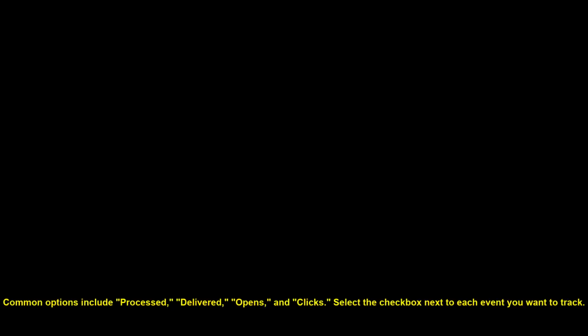Scroll down, and here you will see options for subscribing to specific event types. Common options include processed, delivered, opens, and clicks. Select the checkbox next to each event you want to track.